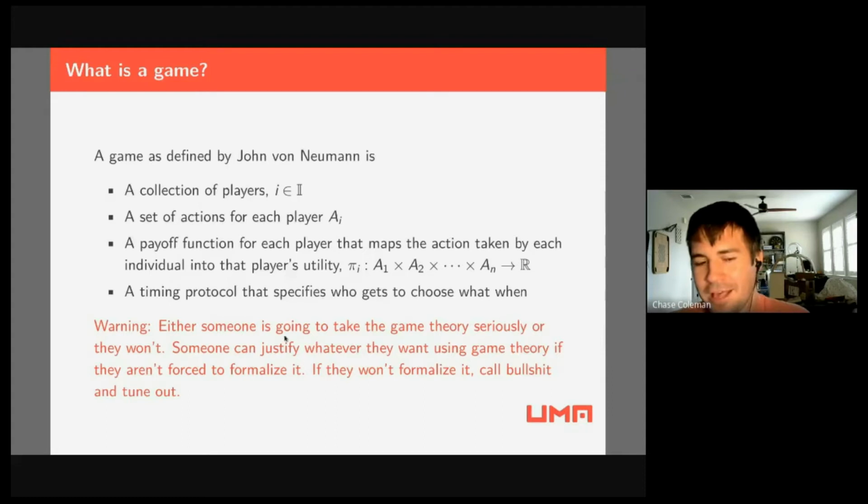Okay, and I want to put a warning here because lots of people will appeal to quote unquote game theory by just kind of waving their hands, and they won't tell you the collection of players. They won't tell you the actions for each player. They won't tell you payoff functions, and they won't tell you a timing protocol. Now, if you leave yourself open where you can make up any of these on the fly without actually saying it out loud, you can tell yourself whatever story you want. So if someone wants to justify something using game theory and they don't formalize it, you should mostly ignore them.